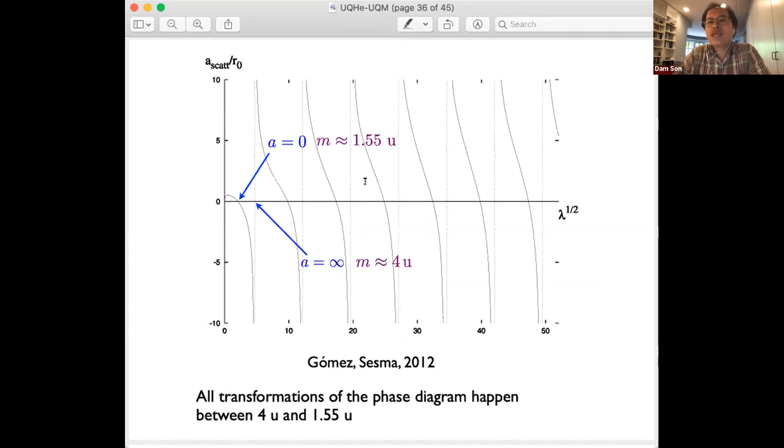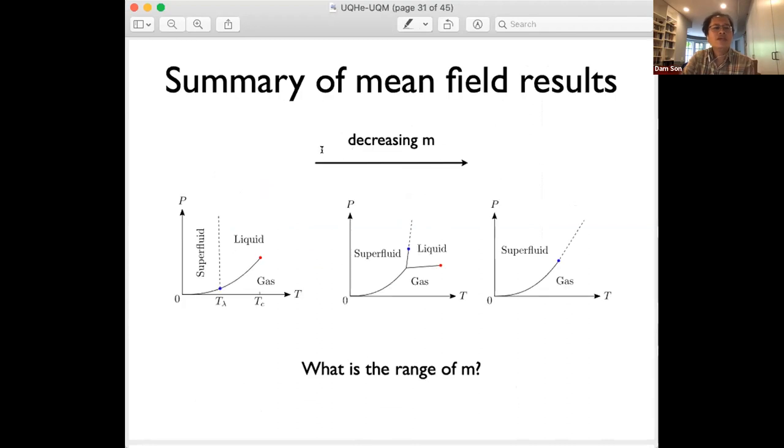In helium, we know roughly the potential between the helium atoms, and we can calculate, just by solving the Schrodinger equation, the scattering length between two helium atoms. When the mass is close to four, close to the physical mass, the scattering length goes through a pole, crosses infinity, becomes negative, and then becomes positive at a mass of around 1.55 atomic units. So all these transformations of the phase diagram that I showed you happen in a rather narrow range of mass, between four atomic units and about 1.55. Lower than 1.55, this tricritical point disappears and goes to zero.